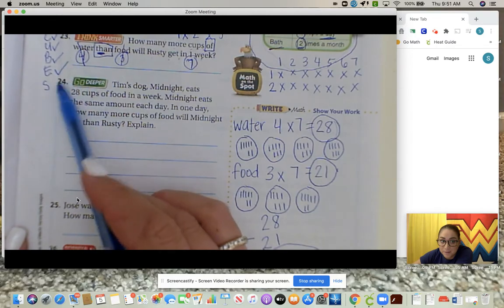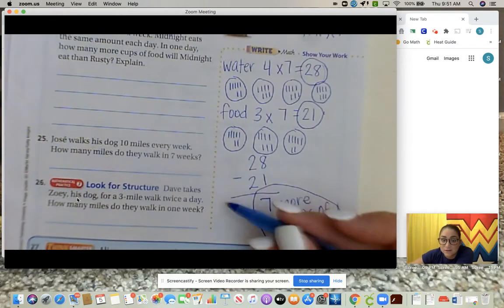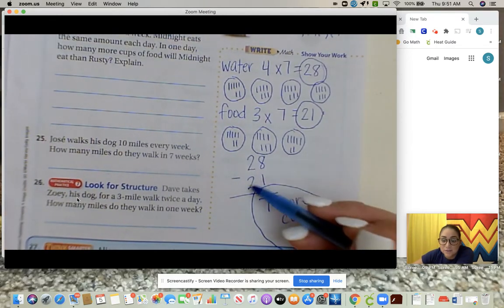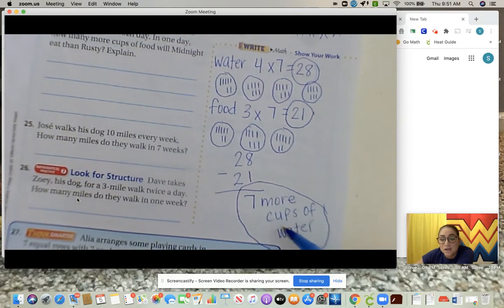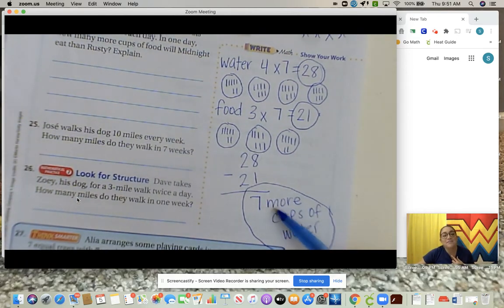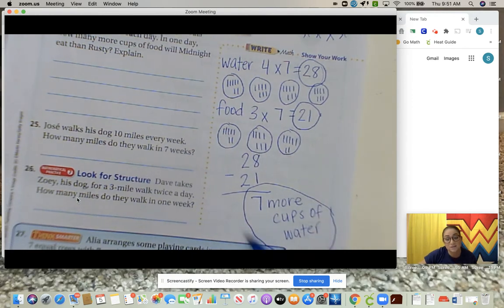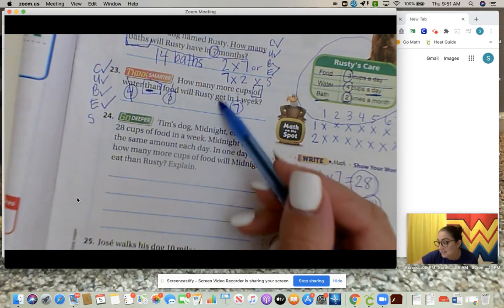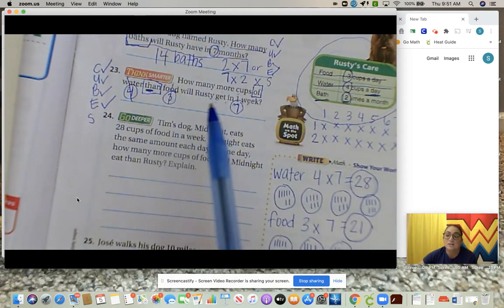So we set up our problem. Now we need to solve. 8 subtract 1 is 7. 2 subtract 2 is 0. So Rusty gets 7 more cups of water a week. This is our answer. See how long that was from a tiny problem? So that's why cubes are so important.